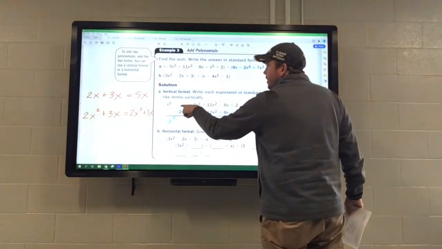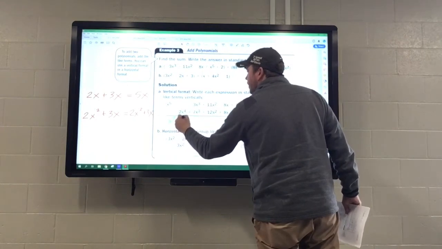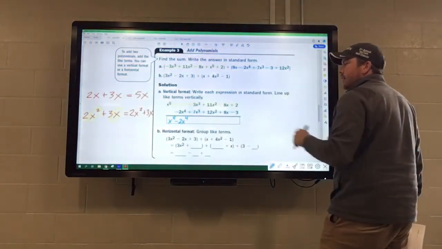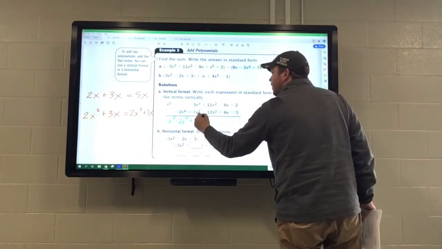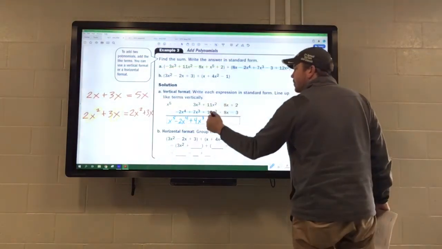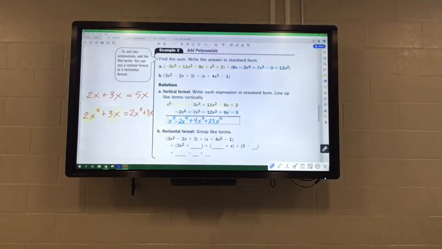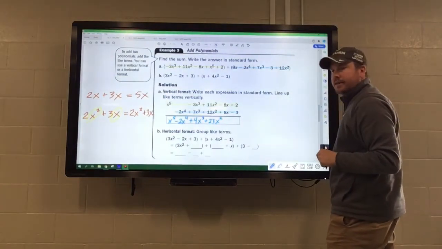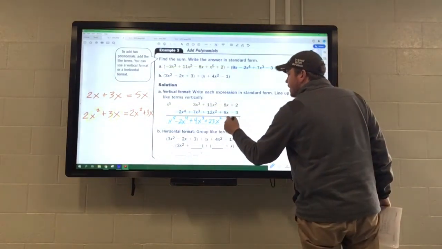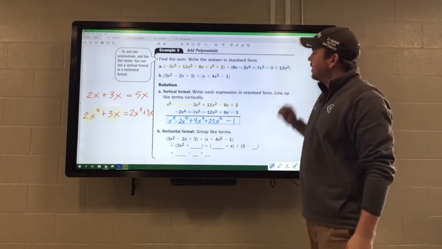Our yellow polynomial doesn't have an x to the fourth, so nothing minus 2x to the fourth is minus 2x to the fourth. Negative 3x cubed plus 7x cubed is 4x cubed. 11x squared plus 12x squared is 23x squared. Negative 8x plus 8x is 0, so we don't write anything. And then 2 plus a negative 3 is negative 1. And there we go. We have added the two polynomials together by combining like terms.